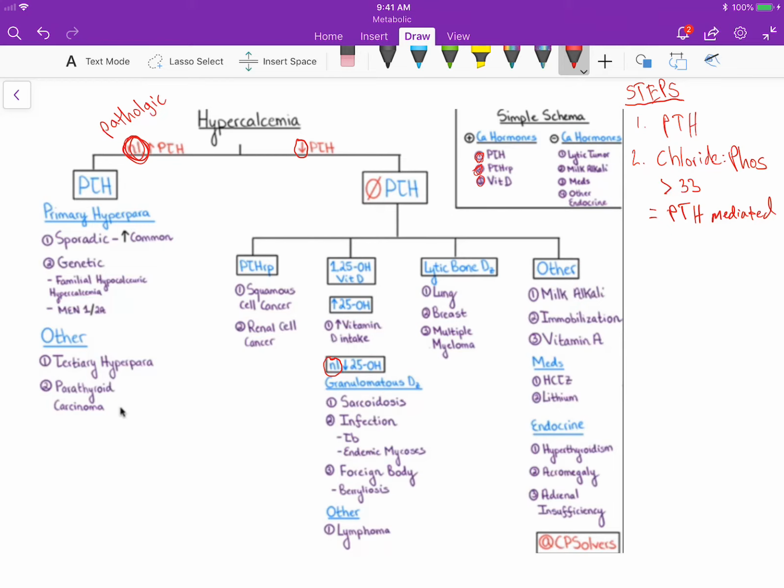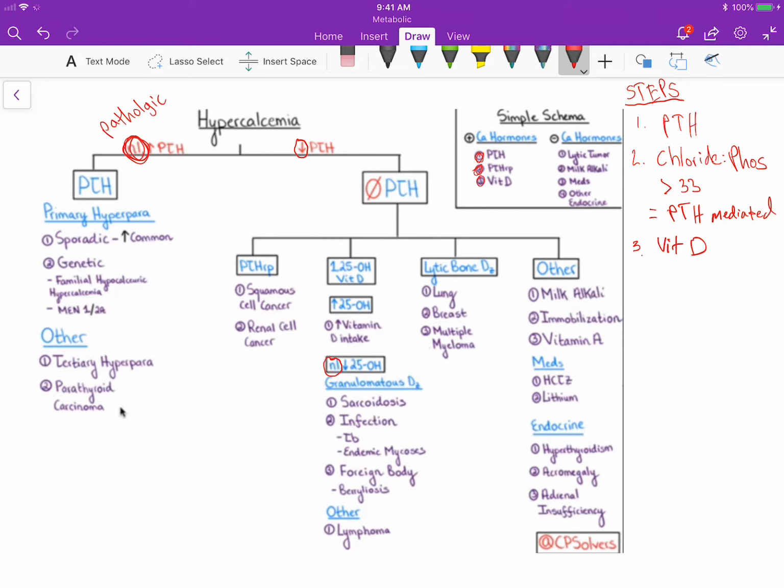So if you take the chloride to phosphorus ratio and it's greater than 33, then this tells us that this is a PTH mediated process. Okay, that is a nice little pearl. Next thing that we can do after this is we can check the vitamin D. Make this a little more concise.